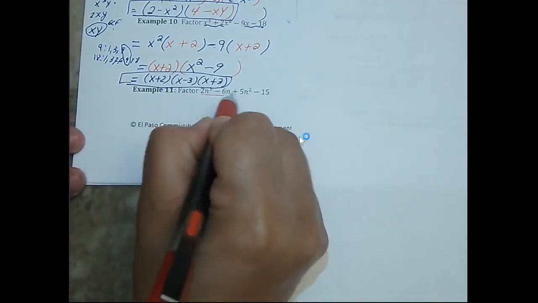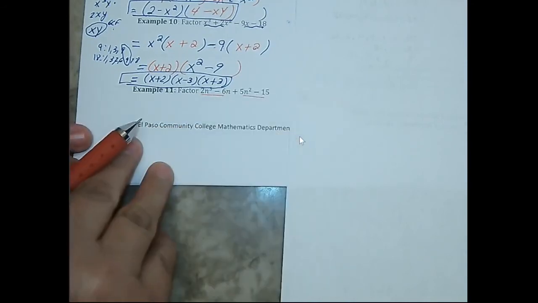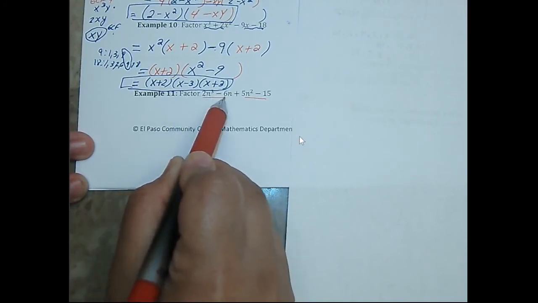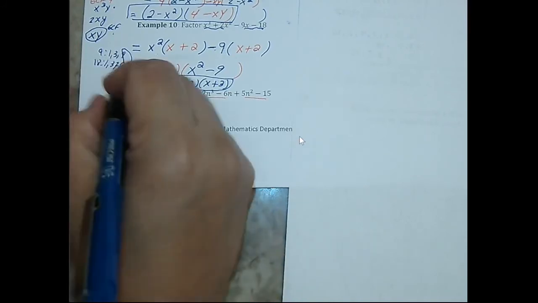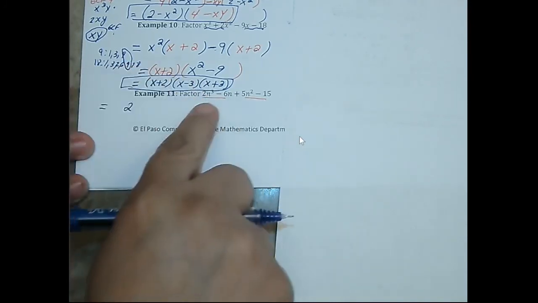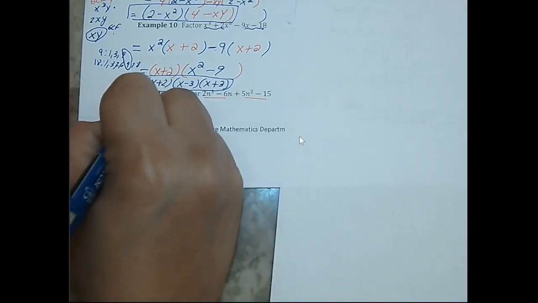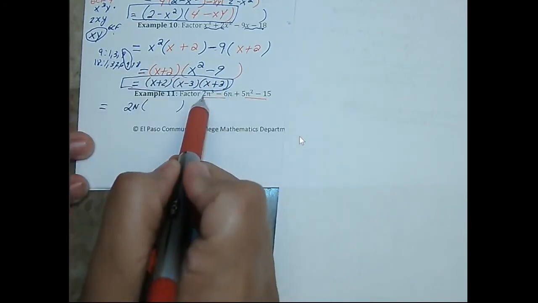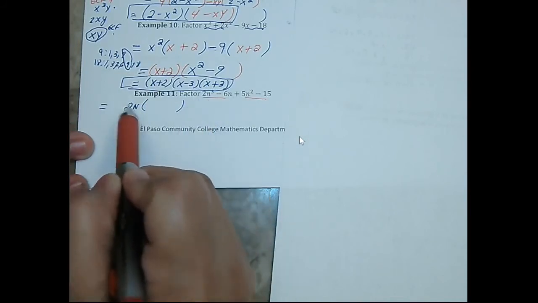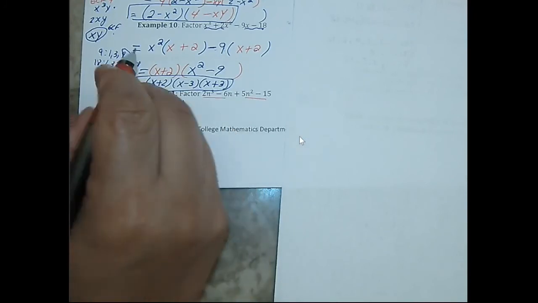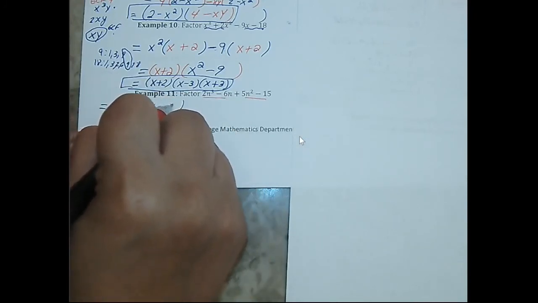Let's try another one. Okay, so let's look at this group here and this group here. So 2n cubed minus 6n, the greatest common factor for the 2 and the 6 is going to be a 2. And the greatest common factor for n cubed and n is going to be n. So if we divide, we have 2n cubed divided by 2n is going to give us an n squared. And 6n divided by 2n will give us a minus 3.